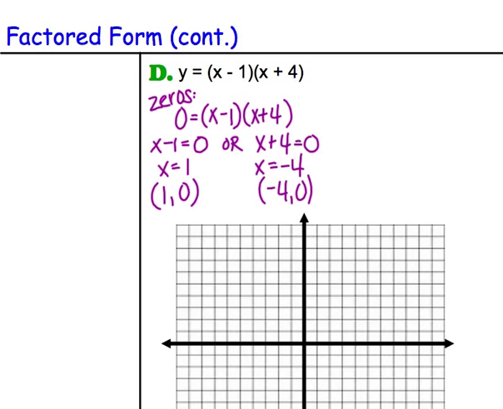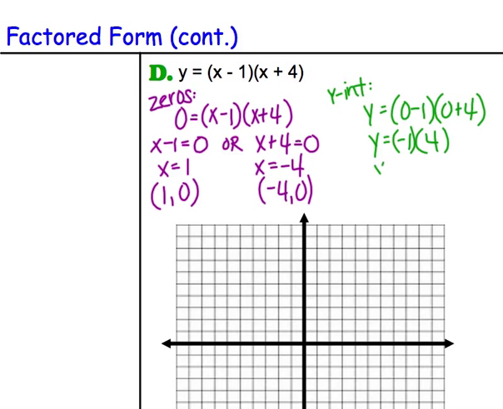And then we're going to go ahead and find our y-intercept. And so y equals 0 minus 1 times the quantity 0 plus 4. 0 minus 1 is negative 1. 0 plus 4 is 4. Negative 1 times 4, y equals negative 4, meaning our ordered pair is going to be 0, negative 4.